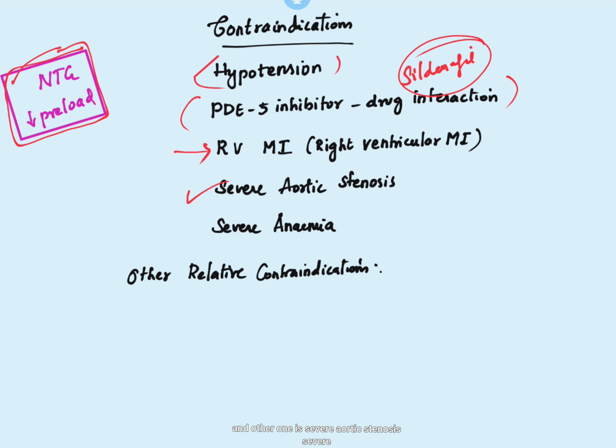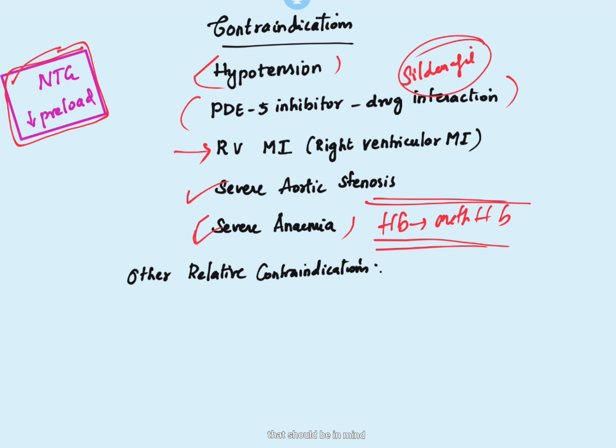Another is severe aortic stenosis, and severe anemia. In anemia, the hemoglobin will be converted into methemoglobin when the patient is on NTG, so that should be kept in mind. There are other related contraindications also, which you should read. Thank you. That's it.